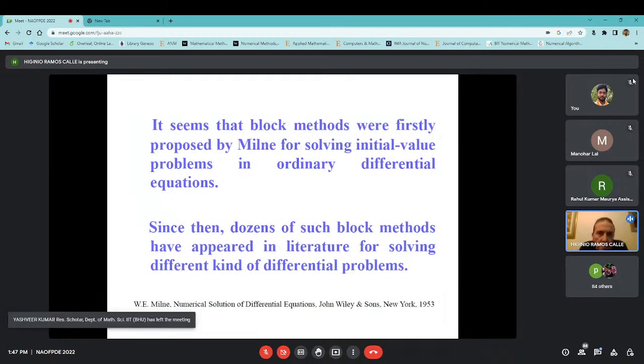It seems that block methods were firstly proposed by Milne. You can see at the end of the page the title, Numerical Solution of Differential Equations, in 1953. And since then, many people have used this kind of methods for solving different kinds of differential problems. So it can be used for solving initial value problems, boundary value problems, PDEs, fractional differential equations, and so on.